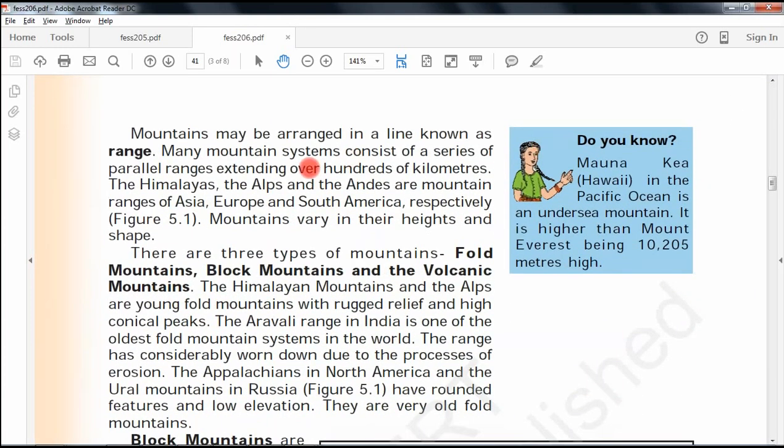Mountains are generally arranged in a line known as a range. Mountains may consist of a series of parallel ranges. The Himalayas, Alps and Andes are mountain ranges in Asia, Europe and South America respectively.